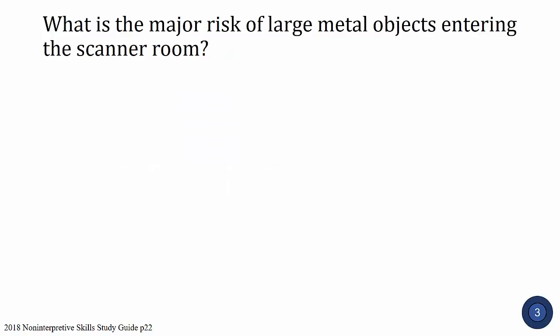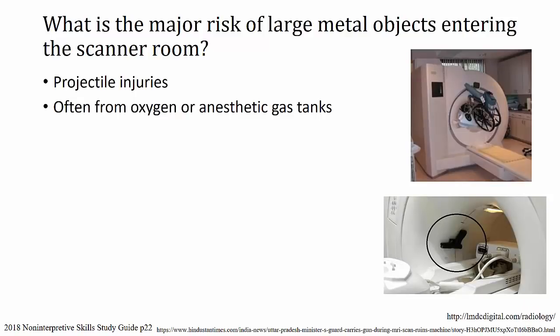Next question. What is the major risk of large metal objects entering the scanner room? Well, hopefully this is fairly obvious, but primarily it's projectile injuries. Often these are from oxygen tanks or anesthetic gas tanks. It's not uncommon to see a wheelchair or even a gurney, but any metallic object can become a projectile as it goes into the magnet.